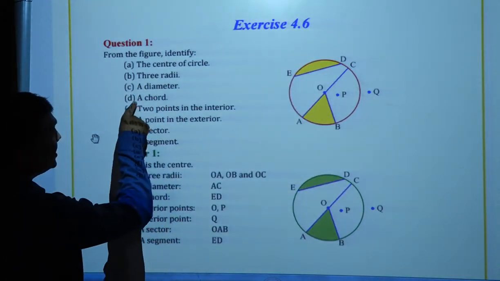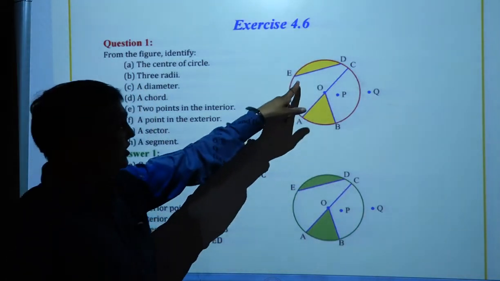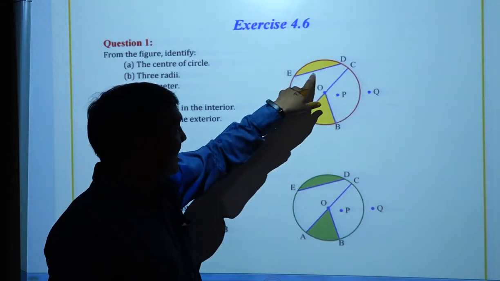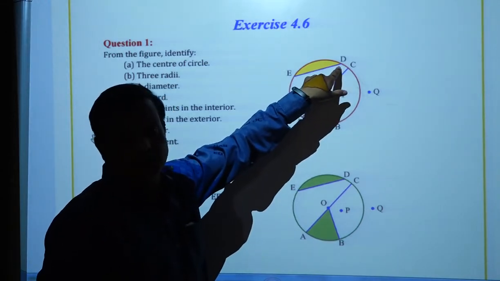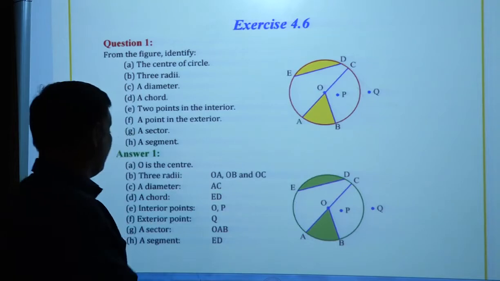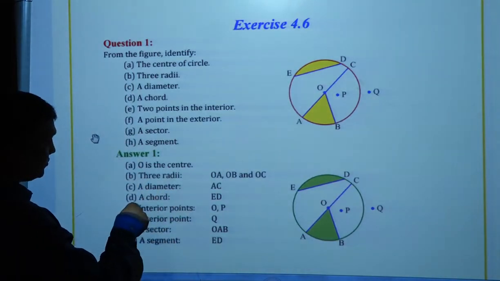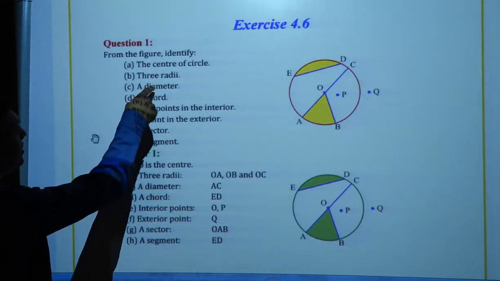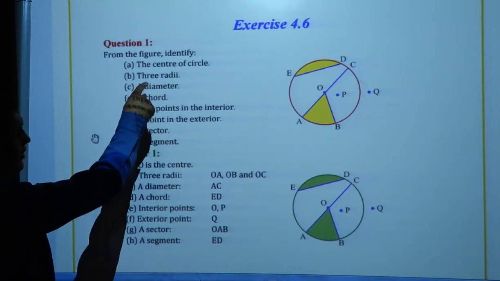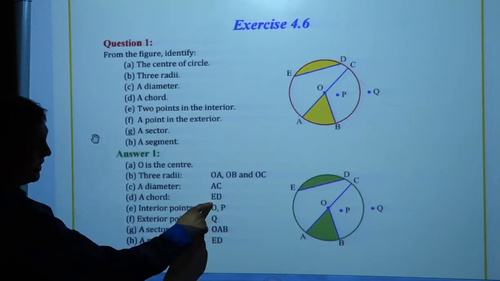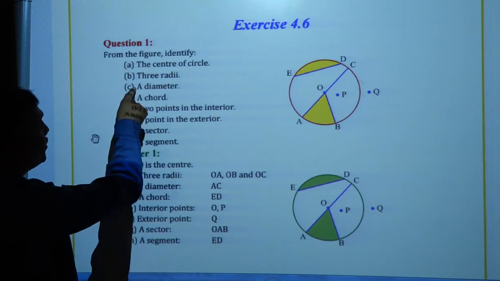Next, a chord. Now this ED, this blue line, is a chord. Which one is a chord? ED. Now next is what?